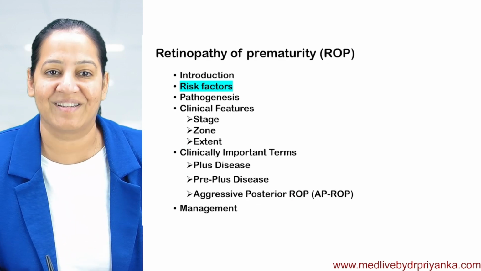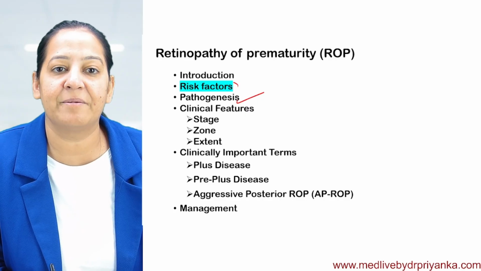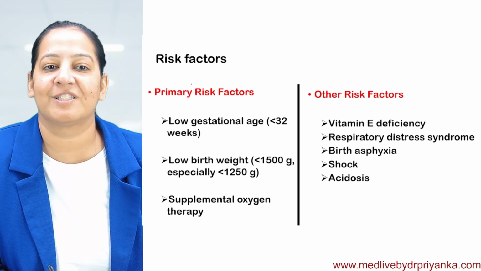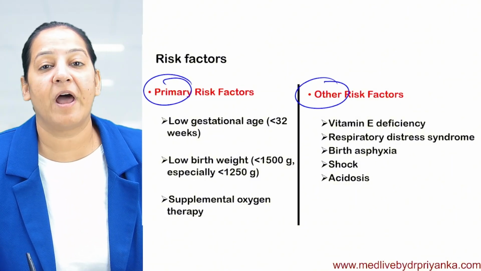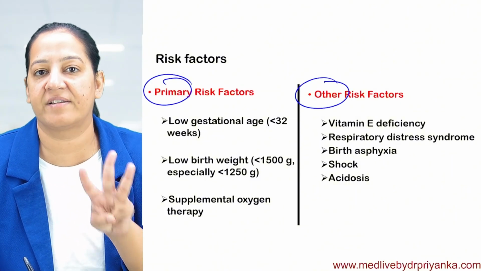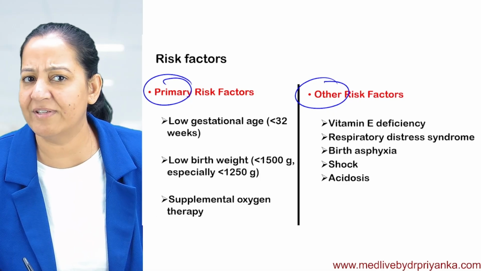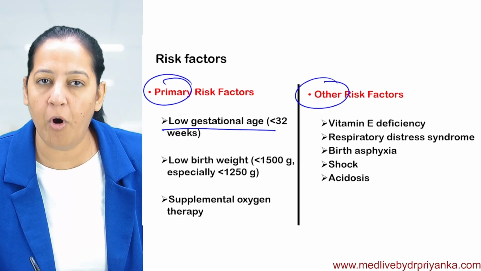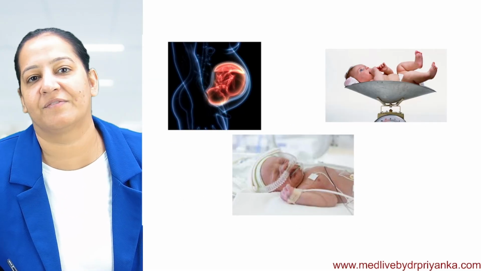Now coming to the risk factors. Before coming to the pathogenesis, let me tell you the risk factors of ROP. There are two types of risk factors, primary risk factors and others. There are 3 primary risk factors, keep them at the tip of your tongue. What are the 3 primary risk factors? First of all, low gestational age. If the newborn is born before 32 weeks of gestation.